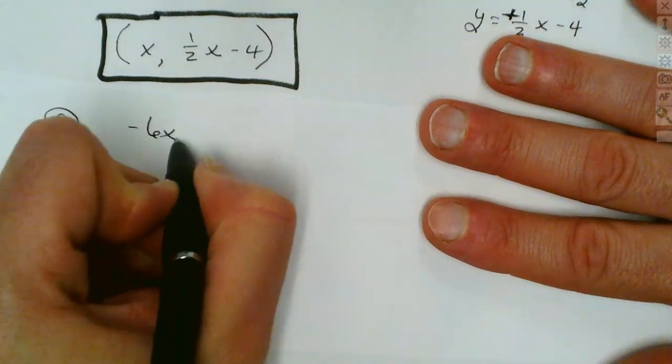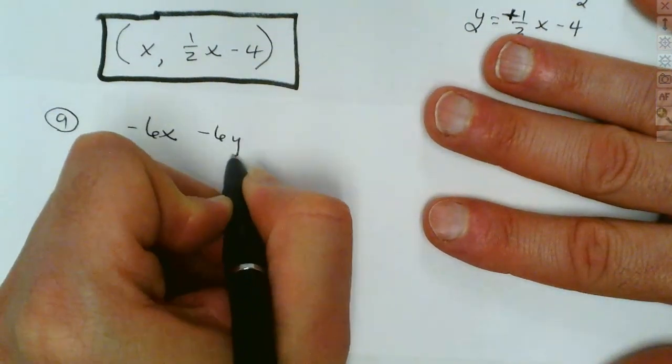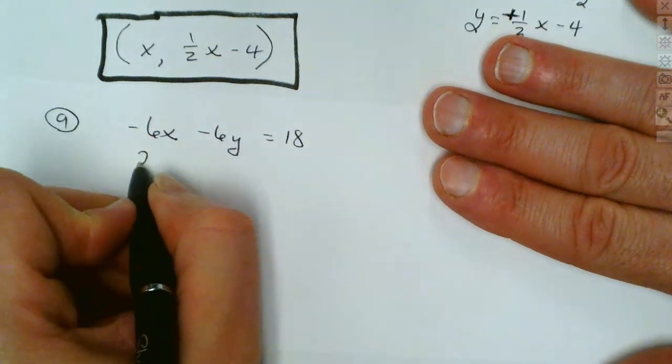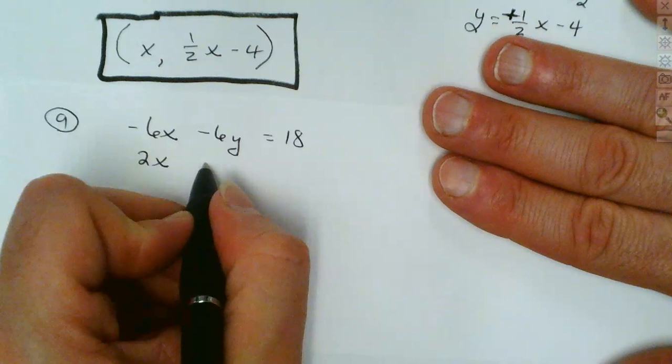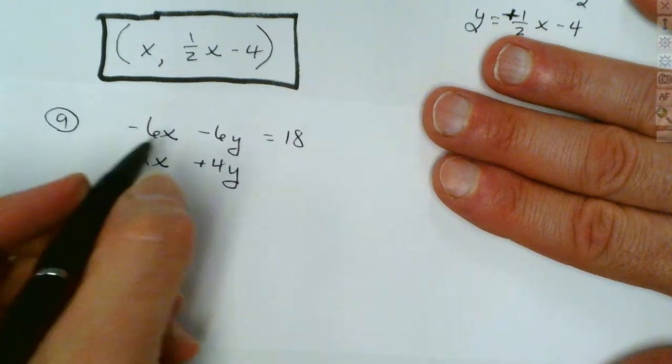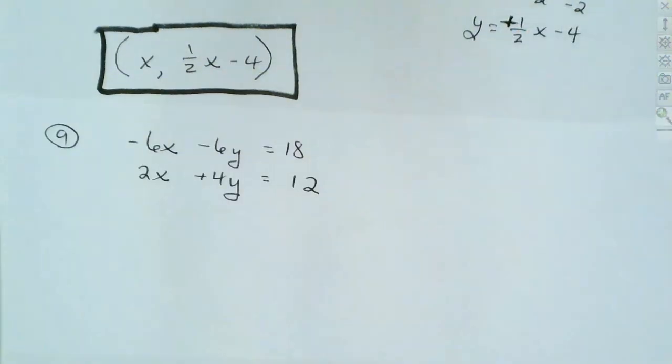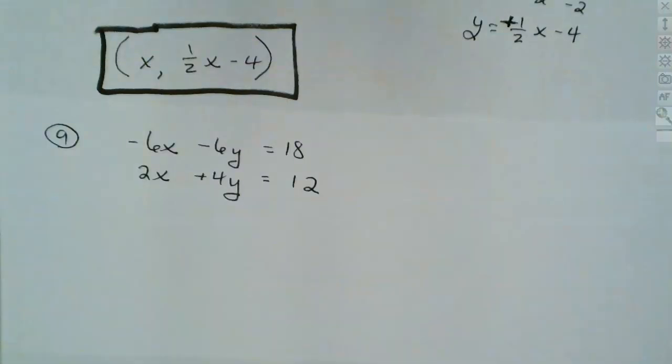Minus 6x minus 6y equals 18, and 2x plus 4y equals 12. Now, when we look at these, we always look at our numbers and try to figure out which one's going to be the easiest to deal with. We don't want to have to multiply both equations. We want to only have to do one if possible.